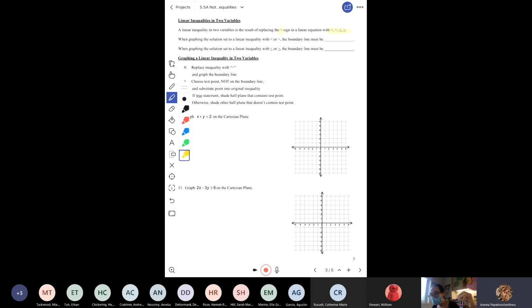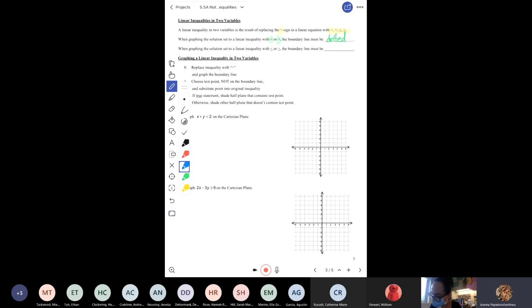I have a boundary line, and the way I'm going to identify the boundary line is by looking at whether I have open circles on the real number line on the boundary line, which would imply a dotted or dashed boundary line.